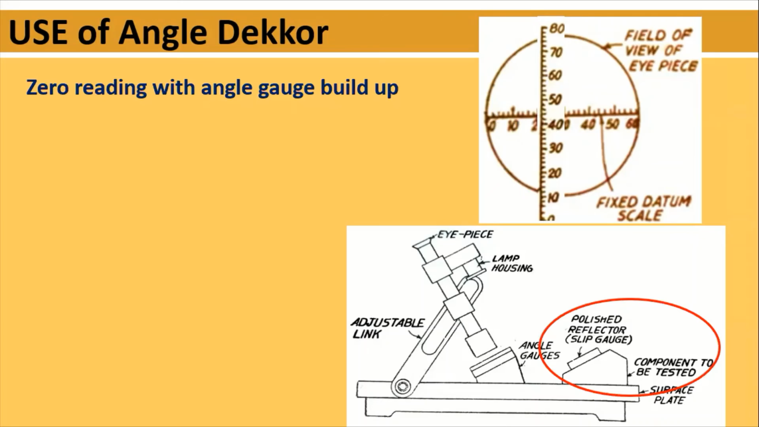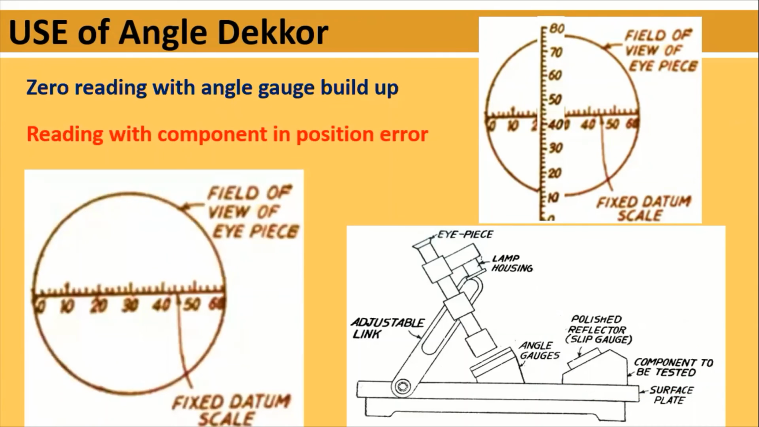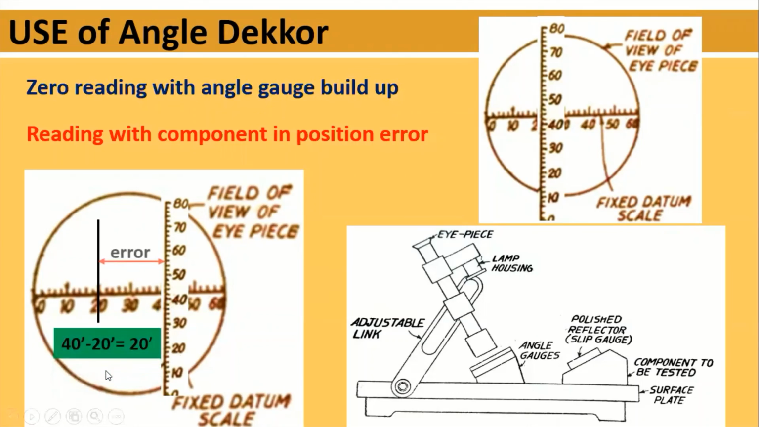After that, the angle gauge build-up can be removed and replaced by the component under test. A straight edge is used to ensure that there is no change in the lateral position. The new position of the reflected scale with respect to the fixed scale gives the angular deviation. When you replace the angle gauge with the component, we get this position. The illuminated scale is shifted somewhere over that fixed datum scale. Previously it was at the initial position 20. You can see how much is the error here. This is at the 40 position. So 40 minutes minus 20 minutes is equal to 20 minutes, which means the error occurring on this component is 20 minutes.